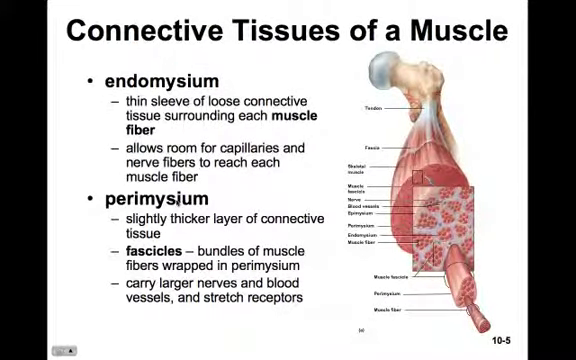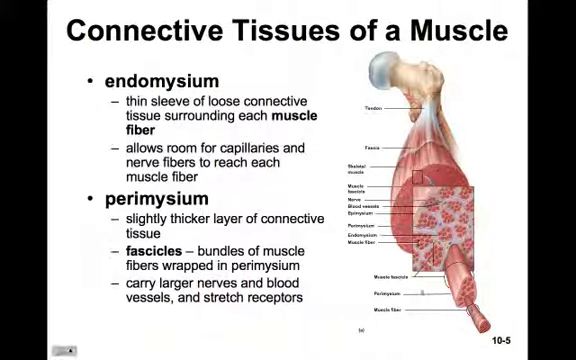The muscles are organized in bundles of connective tissue. This is a great picture for us to diagram. First of all, let's look at the level of the muscle fiber. Each muscle fiber is a muscle cell, and it's surrounded by a very thin, loose sleeve of connective tissue called the endomysium. Endo means inside, right? This allows room for the capillaries and nerve fibers to reach each muscle fiber.